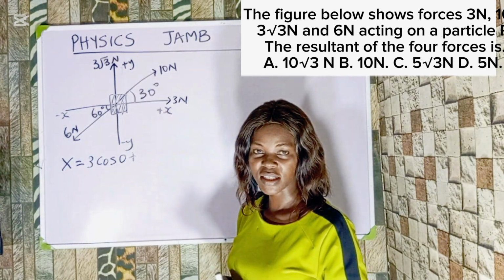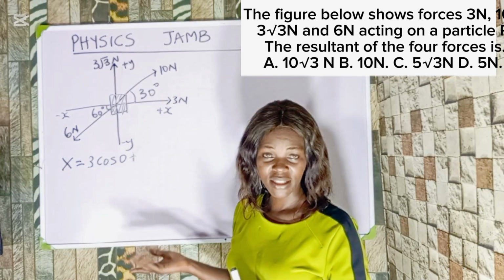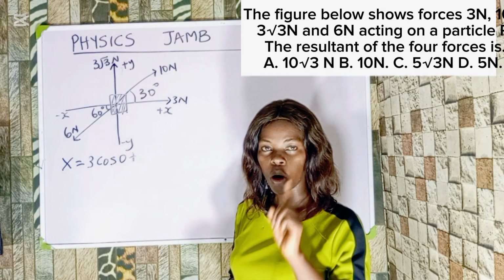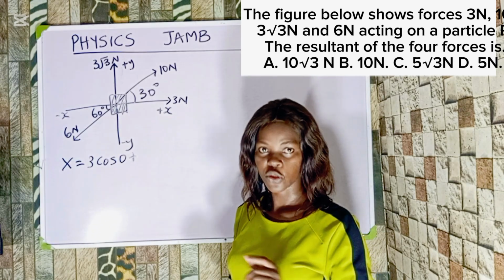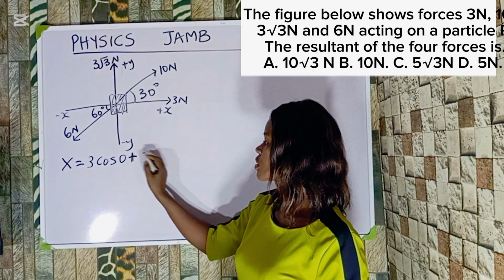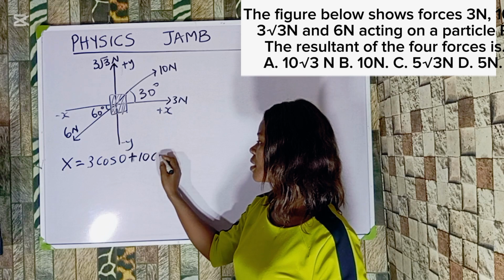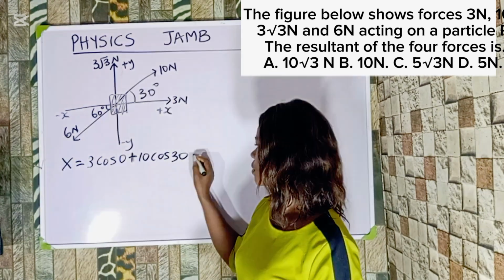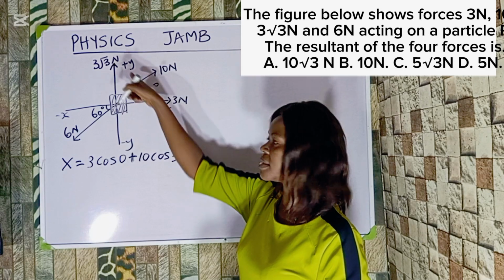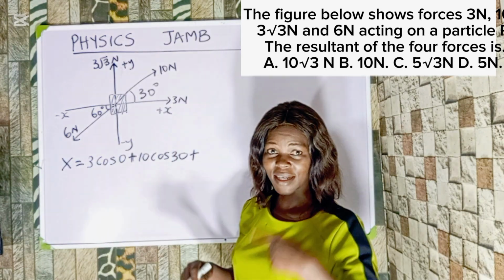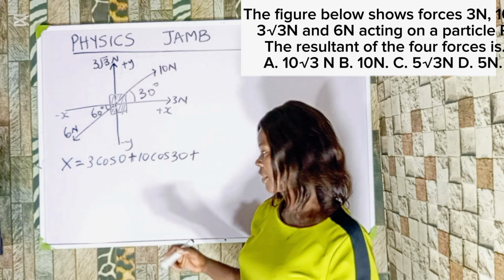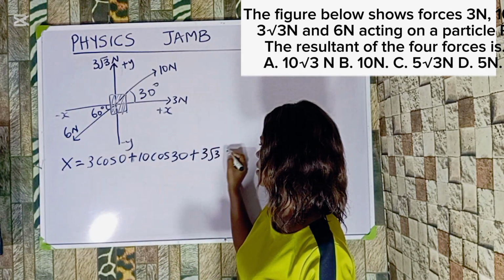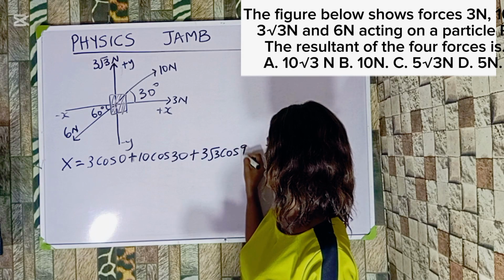30. The question is, why is the 10 Newton carrying an angle of 30? Because all angles must be inclined to the horizontal. So this is equal to 10 cos 30. Now plus, look at this, 3 root 3 is inclined at an angle of 90, which is a right-angle vector. I told you it must be inclined at 90. So this is 3 root 3 cos 90.